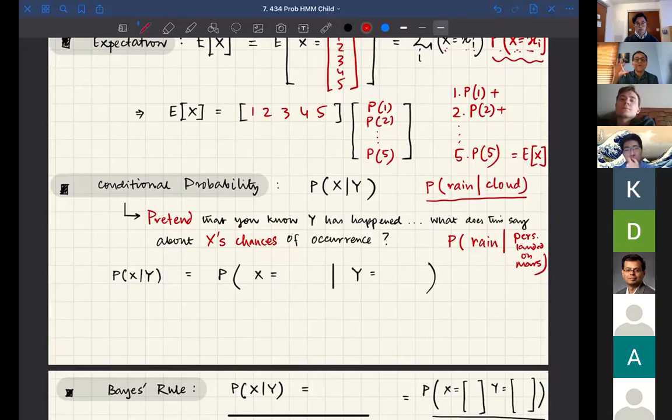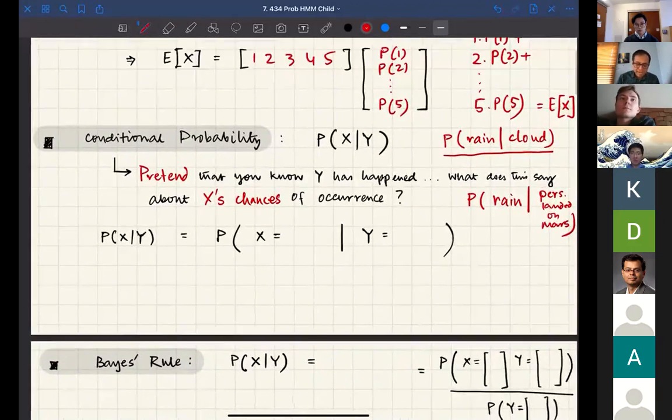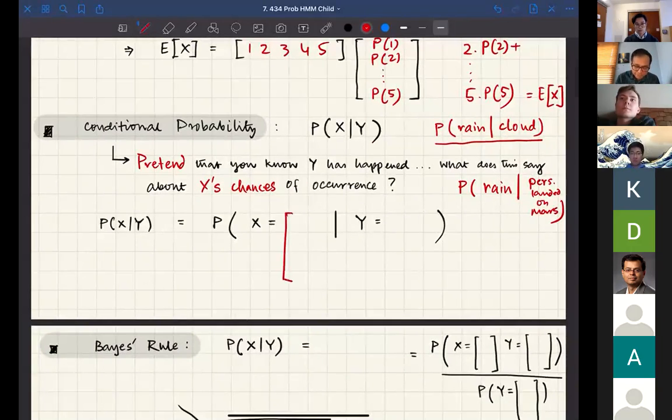So given Y has happened, sometimes X can get information from that. Sometimes it may not get information from that. That is the essence of conditional probability. If we go back to our way of thinking of this as vectors, P of x given Y can be thought of as P of x equals 1, 2, 3, 4, 5, given Y, let's say Y takes values 26, 27, all the way till let's say 50.